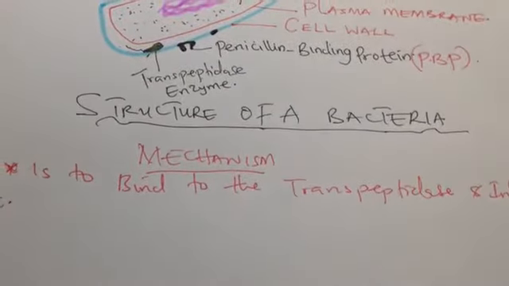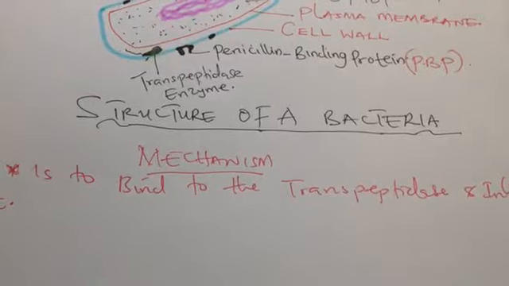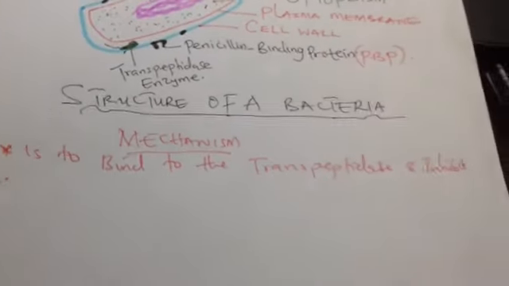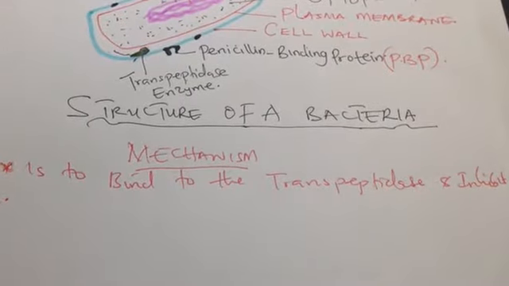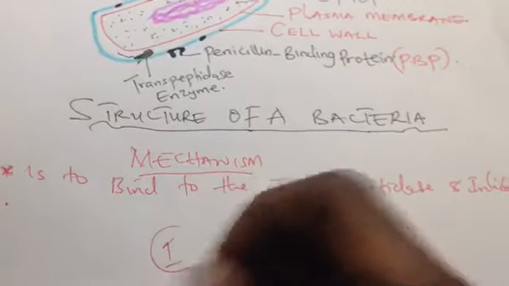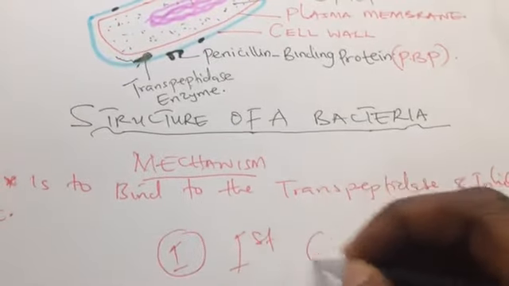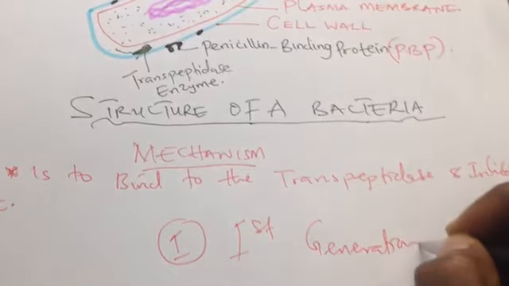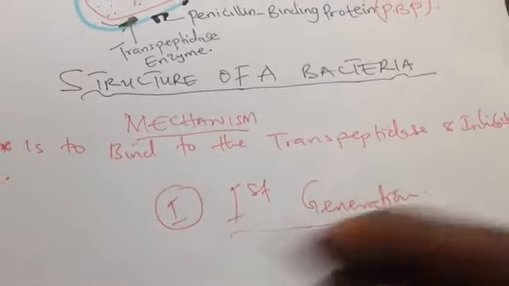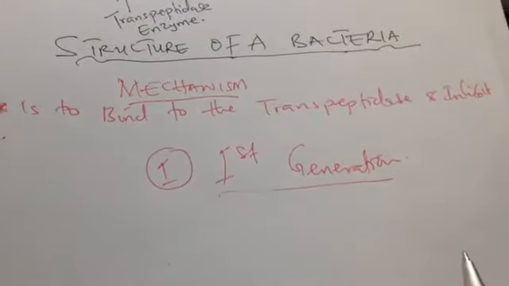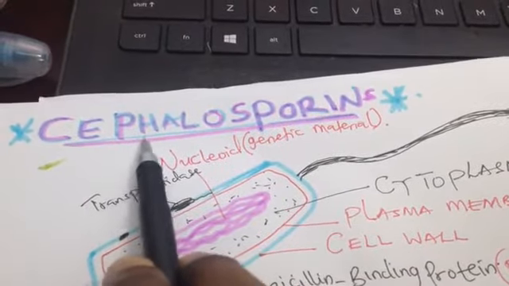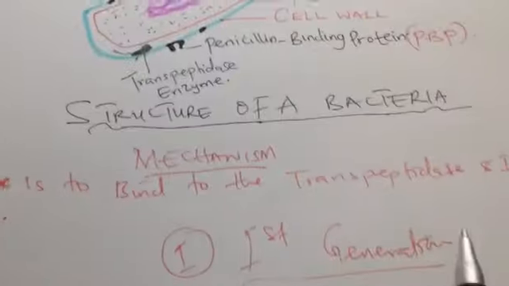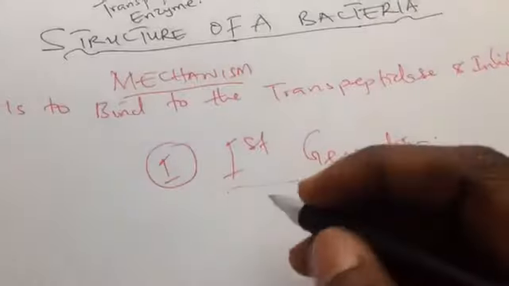Now we are going to see the generations, because just as the penicillin is divided into broad spectrum and narrow spectrum, the cephalosporin is also divided into generations. We have first generation, like first class. We have second generation. For the first generation, just remember the word cepha. Any drug you see with ceph, it means it is from the first generation cephalosporin.